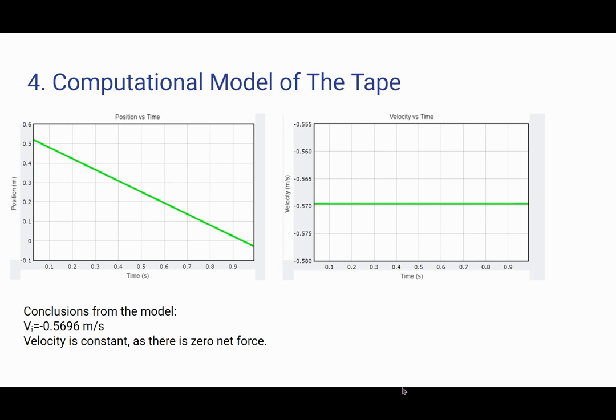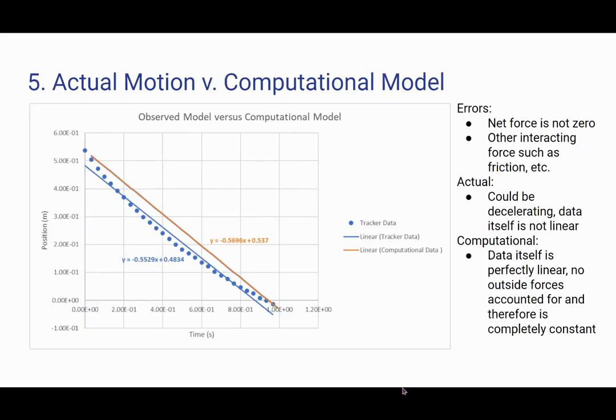When comparing the actual motion found from the tracker versus the computational model, it can be seen that they have two very different velocities. This is found by the equations of the lines where velocity is the gradient of the line. This is because the gradient is the change of the position over time, which is equivalent to velocity. However, the most important conclusion is that the velocities are different.